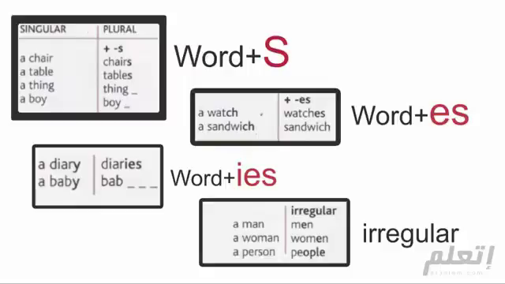Now, not only that, sometimes when the word ends with a Y letter, we turn that Y into IES, as you see in the two examples here. A diary, diaries. The Y became IES. A baby, babies, again, IES. But some plural nouns in English do not follow any rules. They are strange, like a man, men. A woman, women. A person, people.